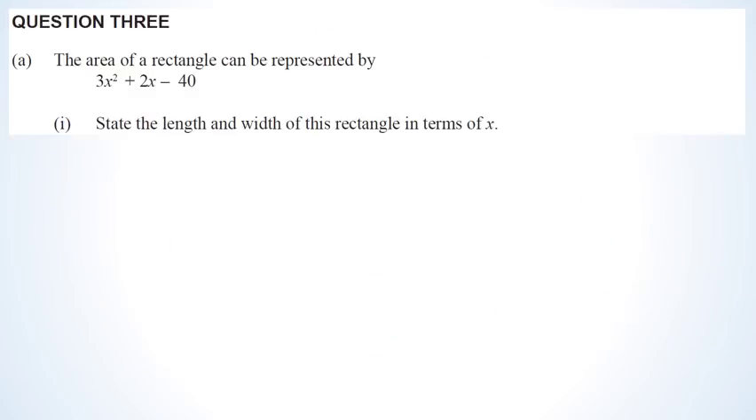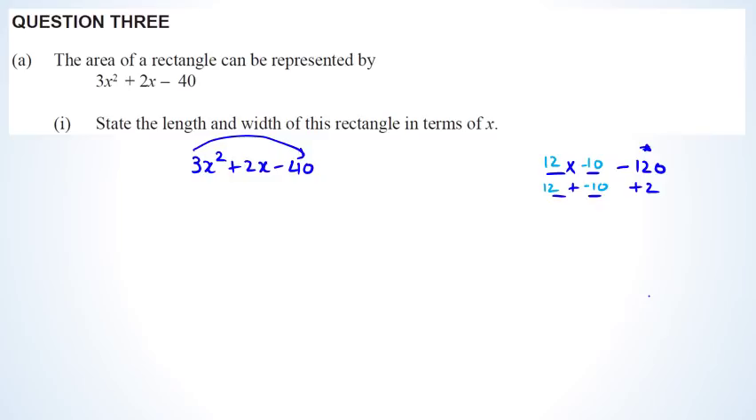So question 3 is, we've got the area of a rectangle, which is basically this quadratic here. Let's find the length and width of this rectangle. So we need to factorize this quadratic. I've got 3 times negative 40, which equals negative 120. So I'm looking for 2 numbers that multiply to negative 120, and also add up to plus 2. In this case, it's going to be 10 and 12, but the 10 is going to be negative. So we've got 3x squared, and then the 2x I'm going to split up as plus 12x minus 10x minus 40.